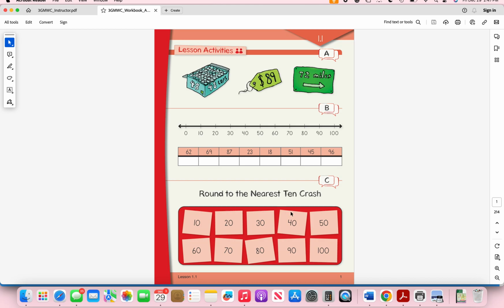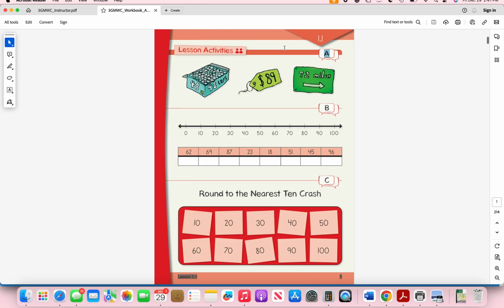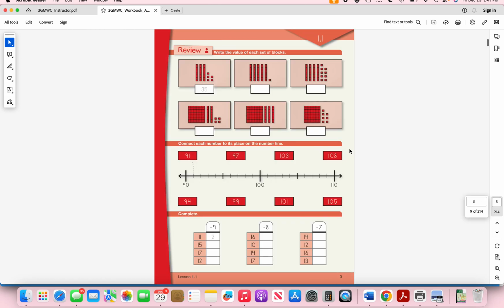And this is where you'll find, if there's a game to do, it's here as well. Then the practice is they're now practicing what they just learned over in the lesson activities. So lesson activities is together with the teacher or parent. And then the practice, they're going to practice on their own after you've done the first page with them. And then they have their review, which is review of previous concepts. Since this is the first lesson of third grade, it's going to review things that they learned in second grade.